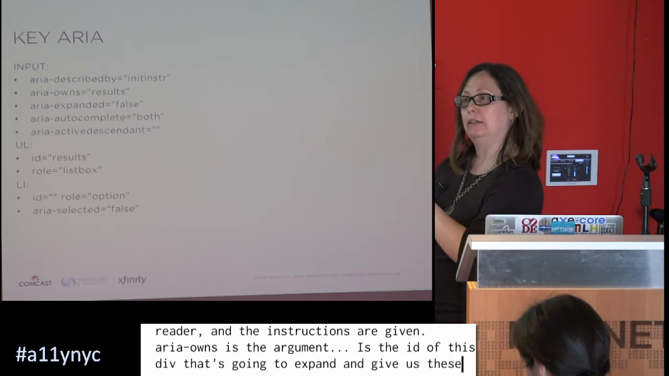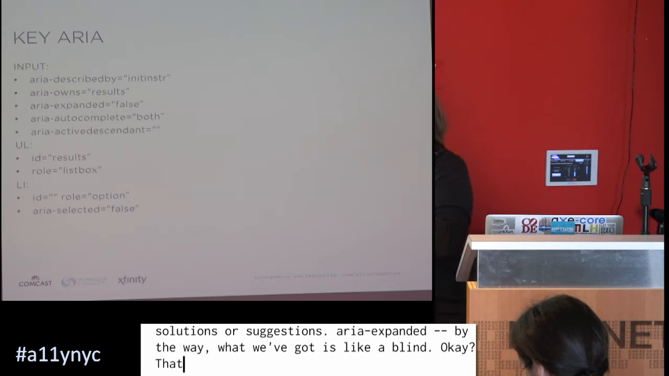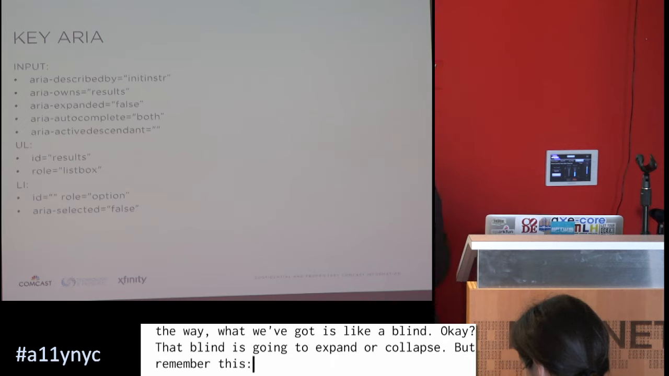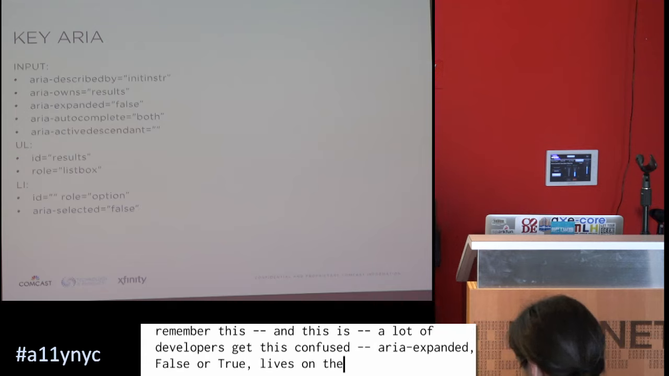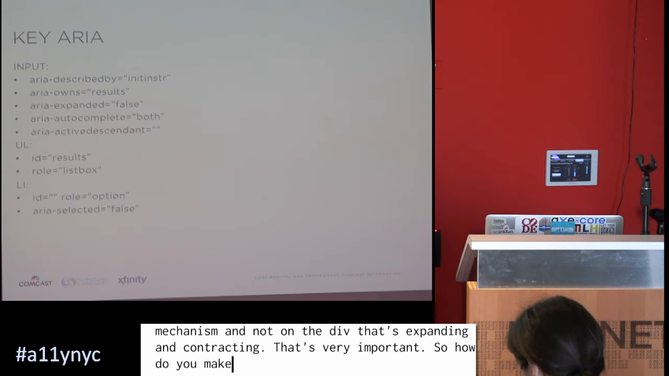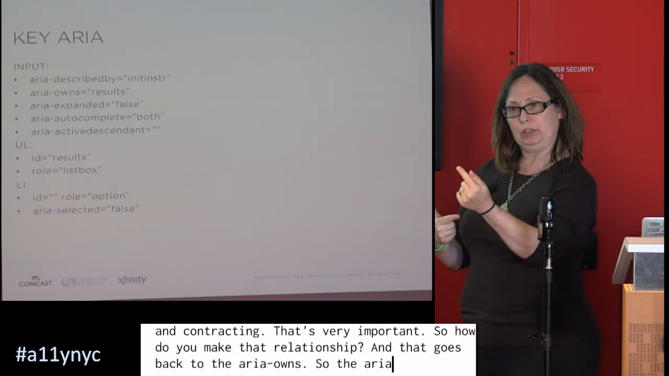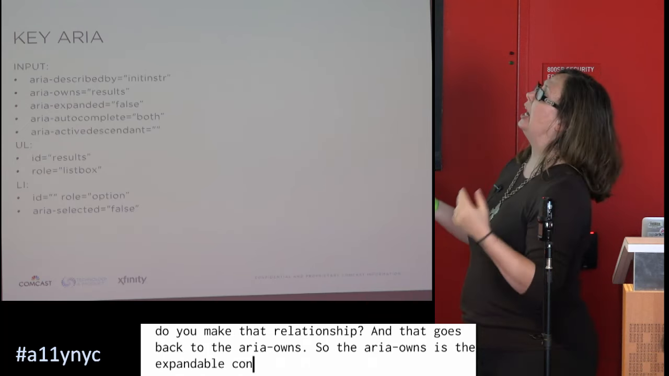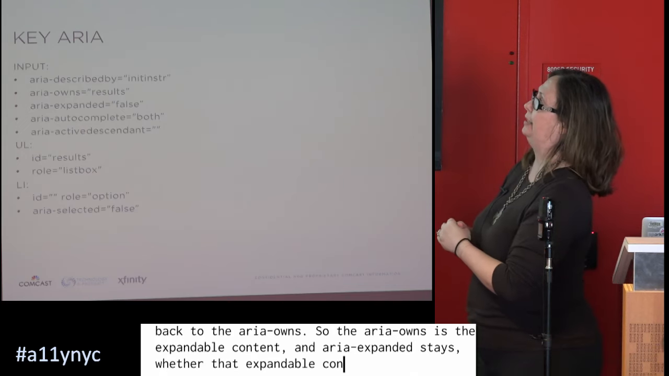Aria expanded, by the way, because in essence what we've got is like a blind. That blind is going to expand or collapse. But remember this, and a lot of developers get this confused: Aria expanded, false or true, lives on the triggering mechanism and not on the div that's expanding and contracting. That's very important. So how do you make that relationship? That goes back to the Aria owns. So the Aria owns is the expandable content, and Aria expanded states whether that expandable content is in an expanded or a contracted state by true or false.